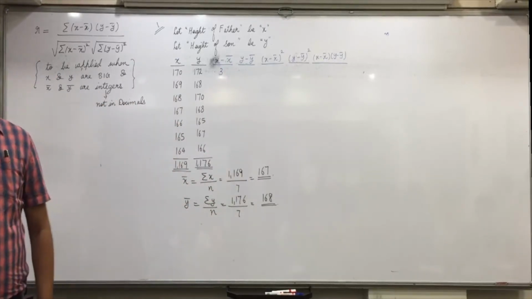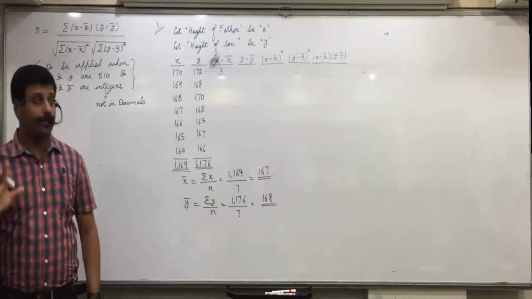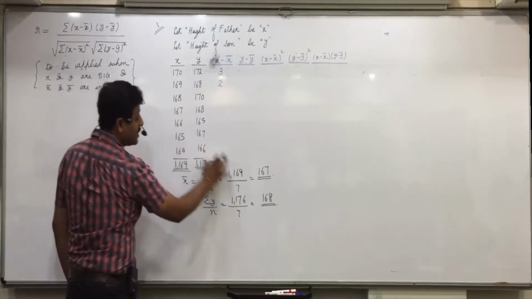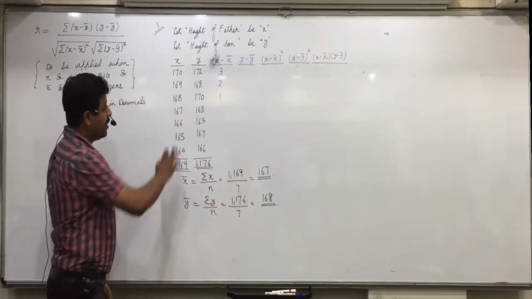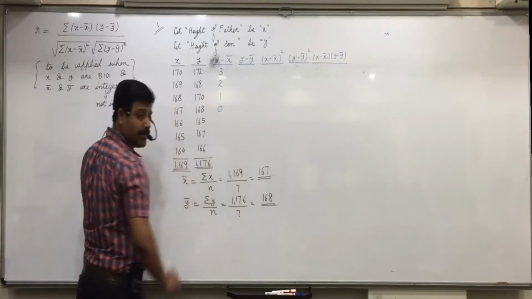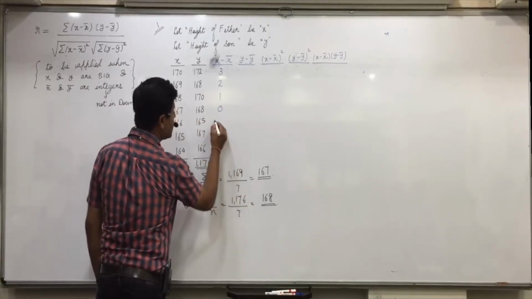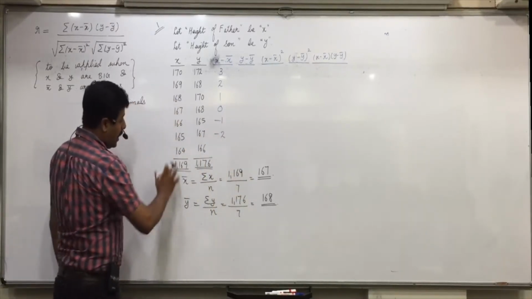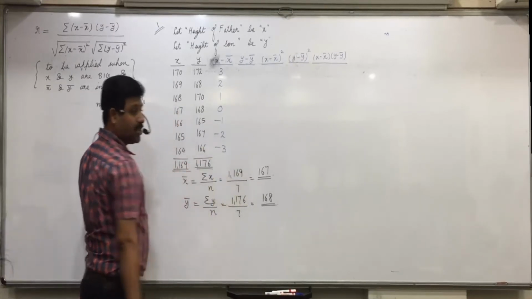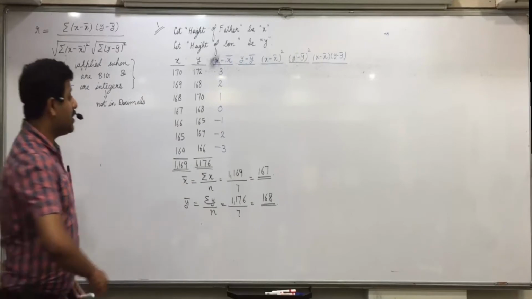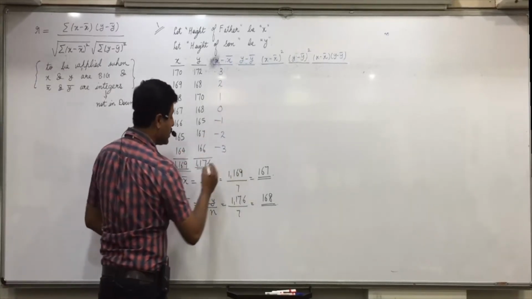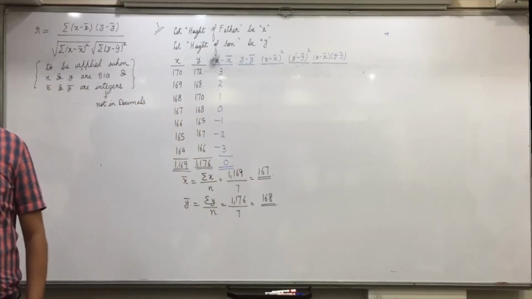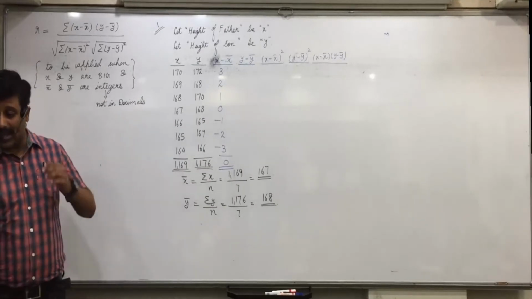I'll be asking you in the next question, so if you're not clear, then ask me to get it clarified. 169 minus 167, 2. 168 minus 167, 1. 167 minus 167, 0. 166 minus 167, minus 1. 165 minus 167, minus 2. And 164 minus 167, minus 3. See, positive 6, negative also 6. Total 0. This means everything is correct. Always cross verify that. Does the total come 0 or not? Now do it in the calculator as I have shown.